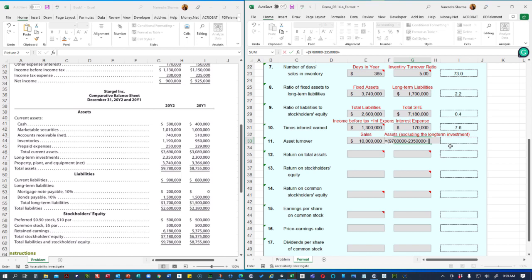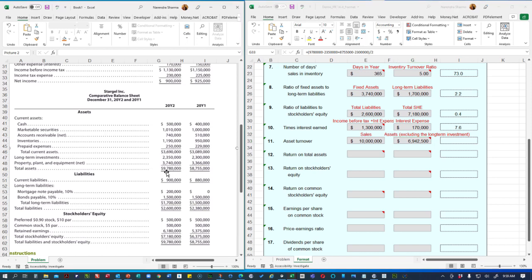and then the previous year was 8,755,000 minus, of course, the long-term investment of 2,300,000, the whole divided by 2 is 6,942,000. So remember what I did was total assets.